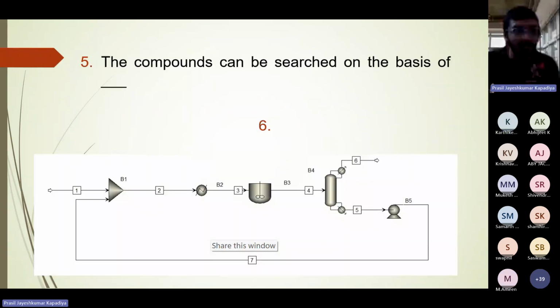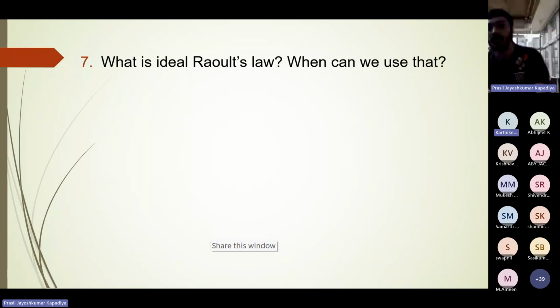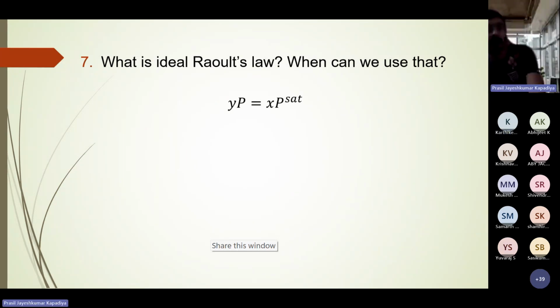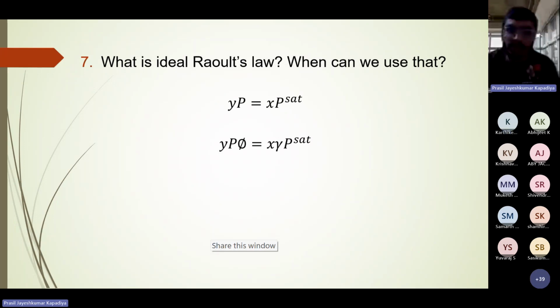Okay, what is Raoult's law and when can we use that? Just tell me the equation of Raoult's law. Low pressure, high temperature, non-interaction. Okay. What is ideal Raoult's law? That is y P equal to x P sat. And this x P is non-ideal. So when can we use ideal Raoult's law?